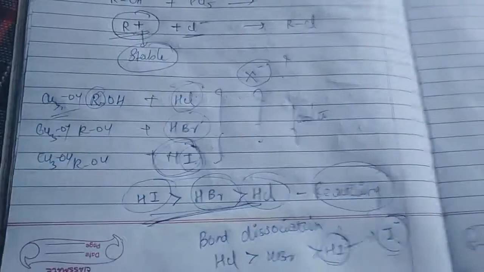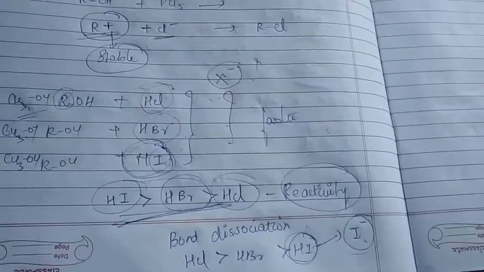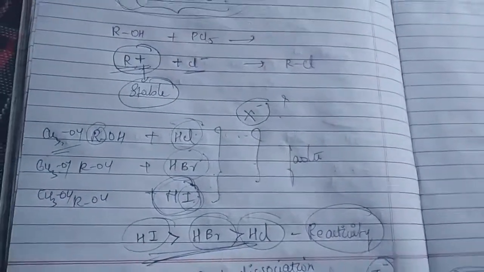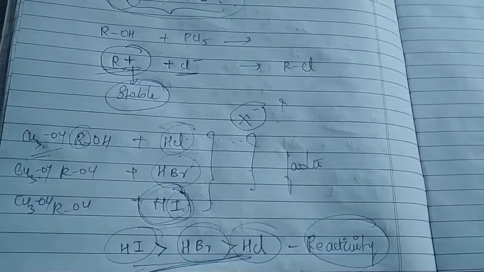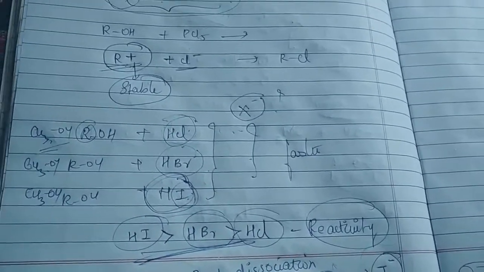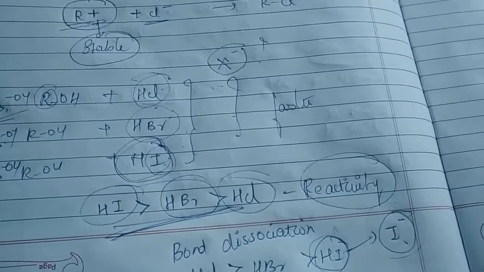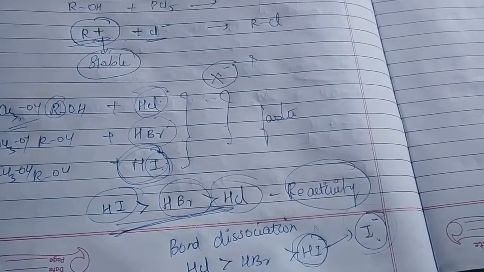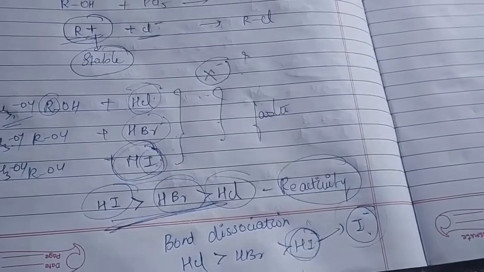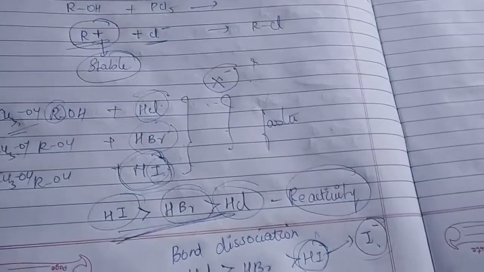So in today's video, one of the most interesting parts, we have seen the nature of the C-X bond. We came to know that due to the electronegativity difference between carbon and halogen, the halogen will have a partial negative charge and the carbon will have a partial positive charge. Also, we came to know that bond length and bond dissociation enthalpy are inversely proportional.